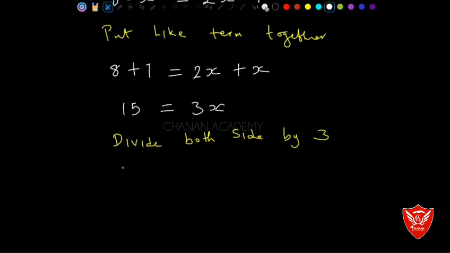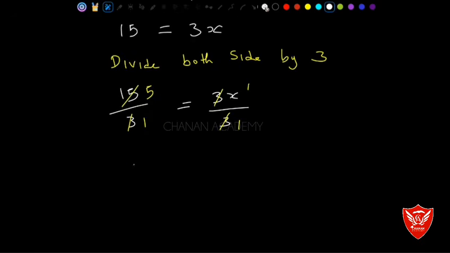If you divide both sides by 3, you're going to say 15 divided by 3 is equal to 3x divided by 3. So 3 into 15 is 5, and 3 into 3x is x. So we have x is equal to 5. So our x is equal to 5.